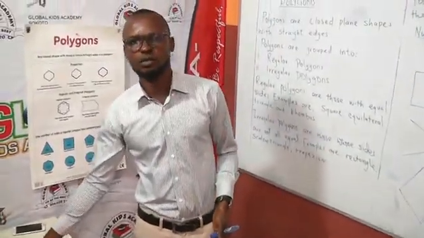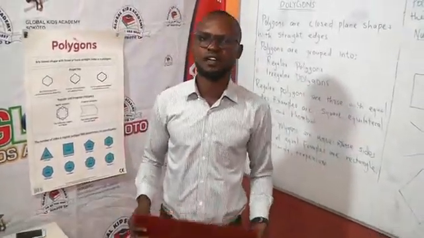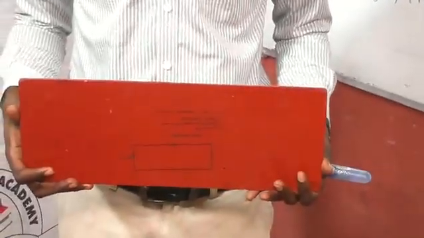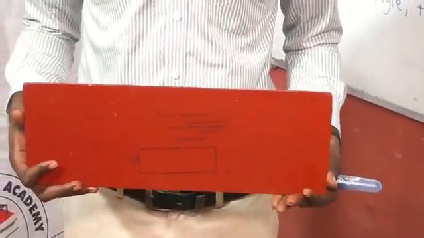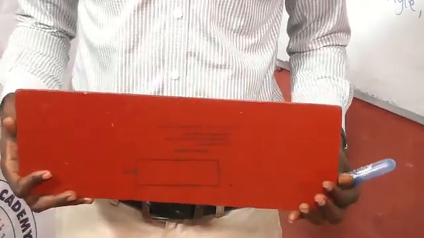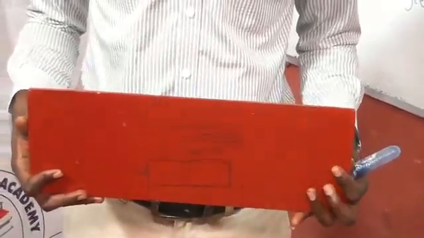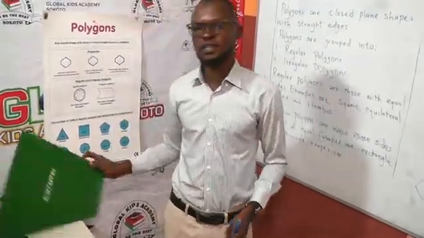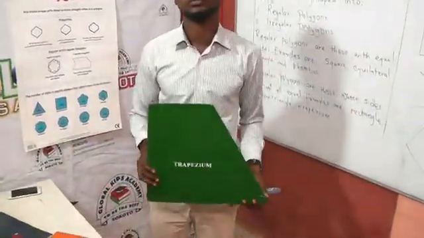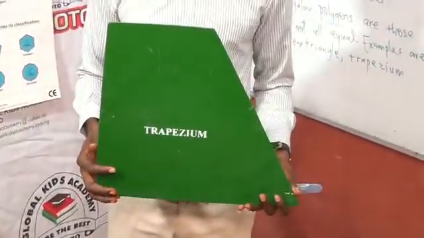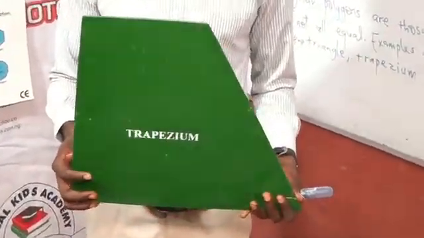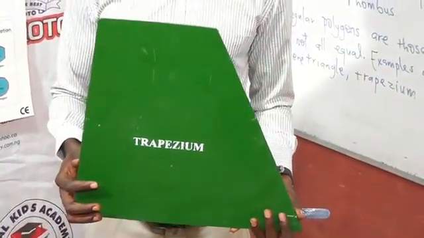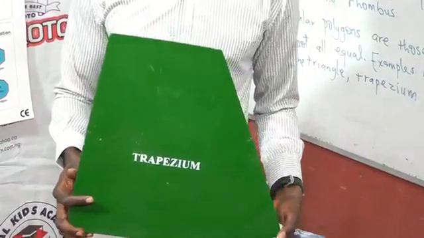For the irregular polygon, you have a rectangle. Opposite sides are equal. All the sides are not equal. Therefore, it is irregular polygon. Another example is a trapezium. It has 4 sides. None of the sides are equal. Therefore, it is irregular polygon.